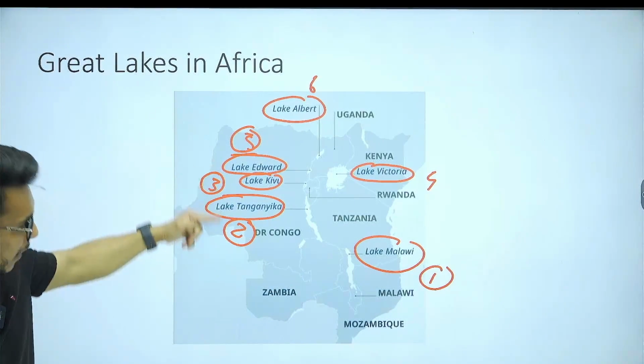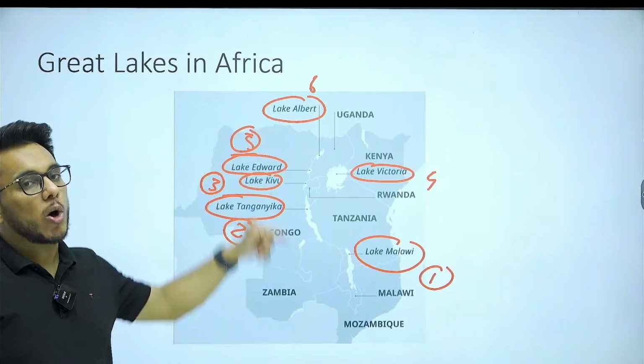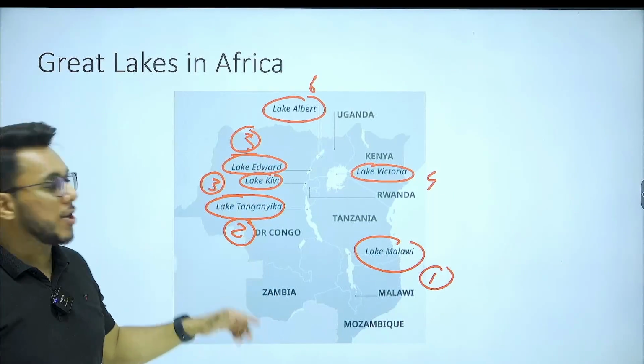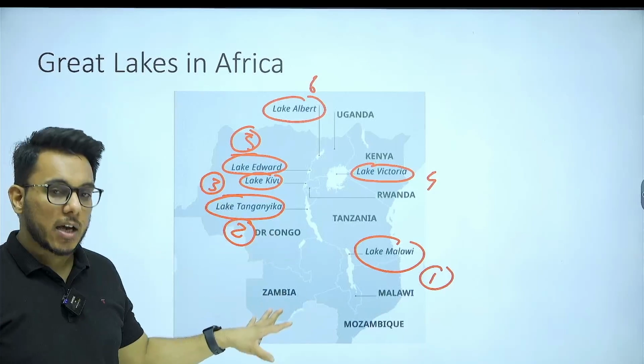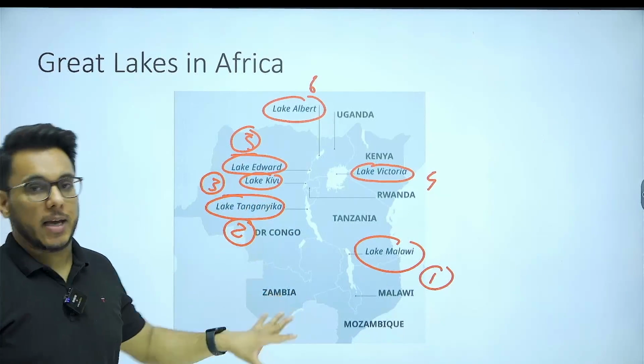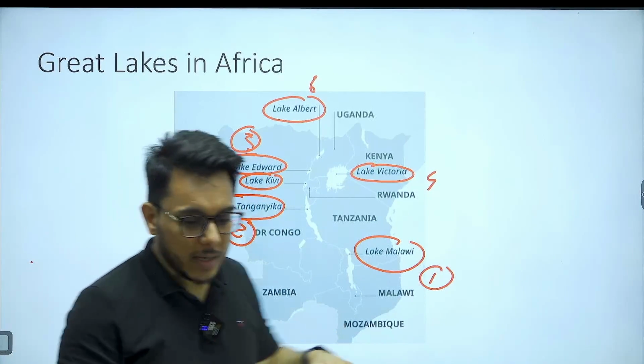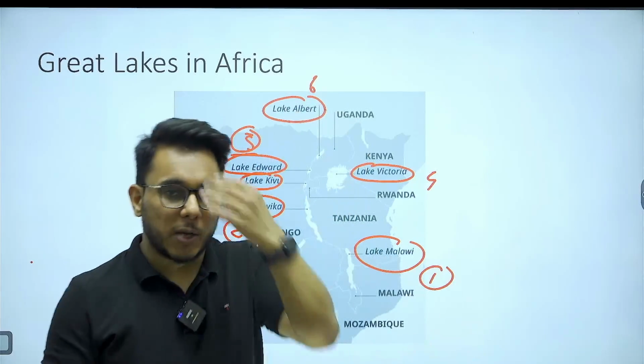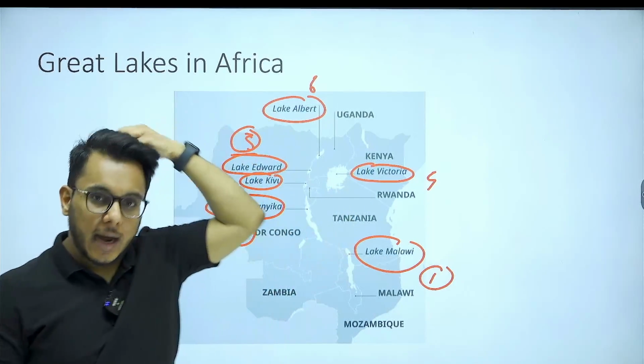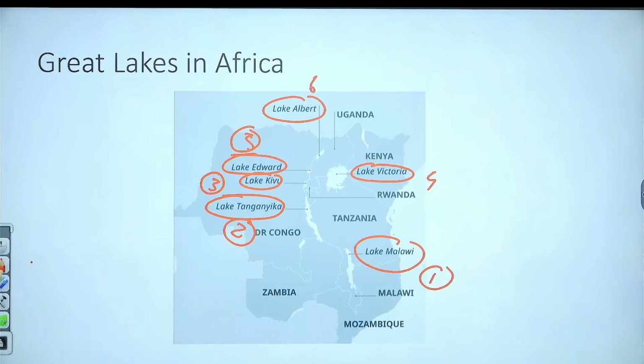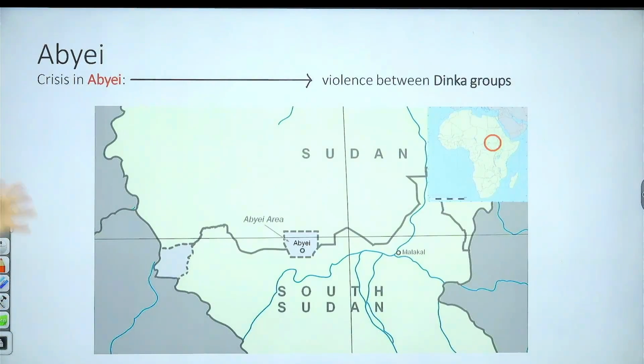And you should remember their south to north or north to south location, and also the countries in which they are located, which has also been shown here. I will insist that you please download the PDF notes of this particular session. It will give you a better idea. Fine. Moving on next. Abyei region was in news.